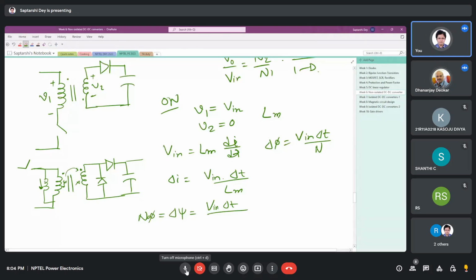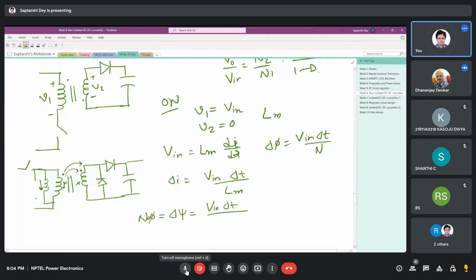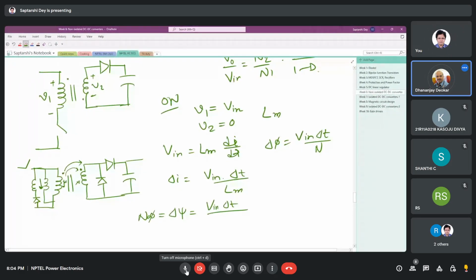But the current that was flowing in the magnetizing inductance has no path to flow. It cannot flow through this inductor because this is an ideal transformer. If it flows through this, there should be a reflected current here also, but the diodes would restrict that. So for that we need another reset circuitry like this, not here, before the switch, so that the power gets transmitted back to the source.